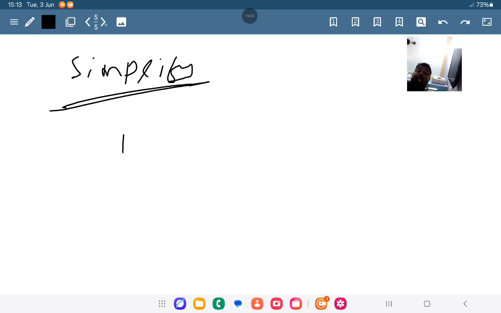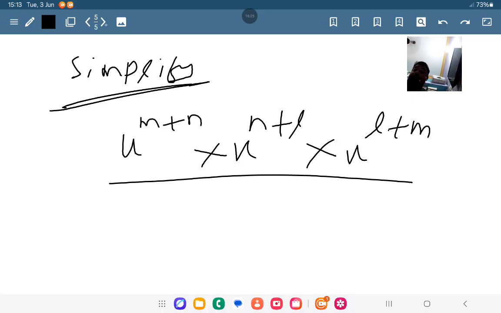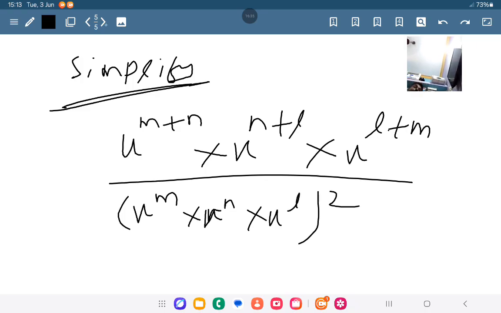Simplify: x to the power m plus n into x to the power n plus l into x to the power l plus m, divided by x to the power m into x to the power n into x to the power l, whole to the power 2. Okay, so this is the question. We have to simplify it. Very easy question. Just look here.